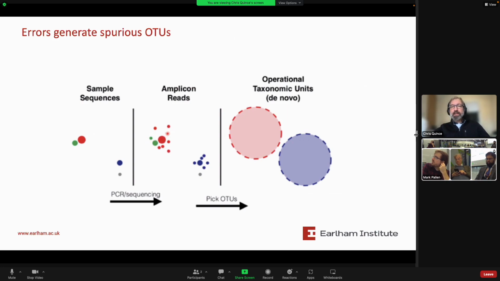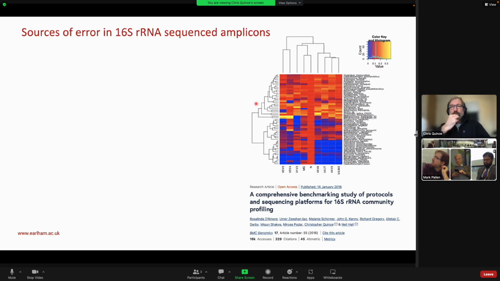And what happens is if one of these errors is outside of your cutoff for defining a new OTU, then it appears like a new species that isn't actually, or it's a new unit of taxonomy that isn't truly in your data set. So yeah.